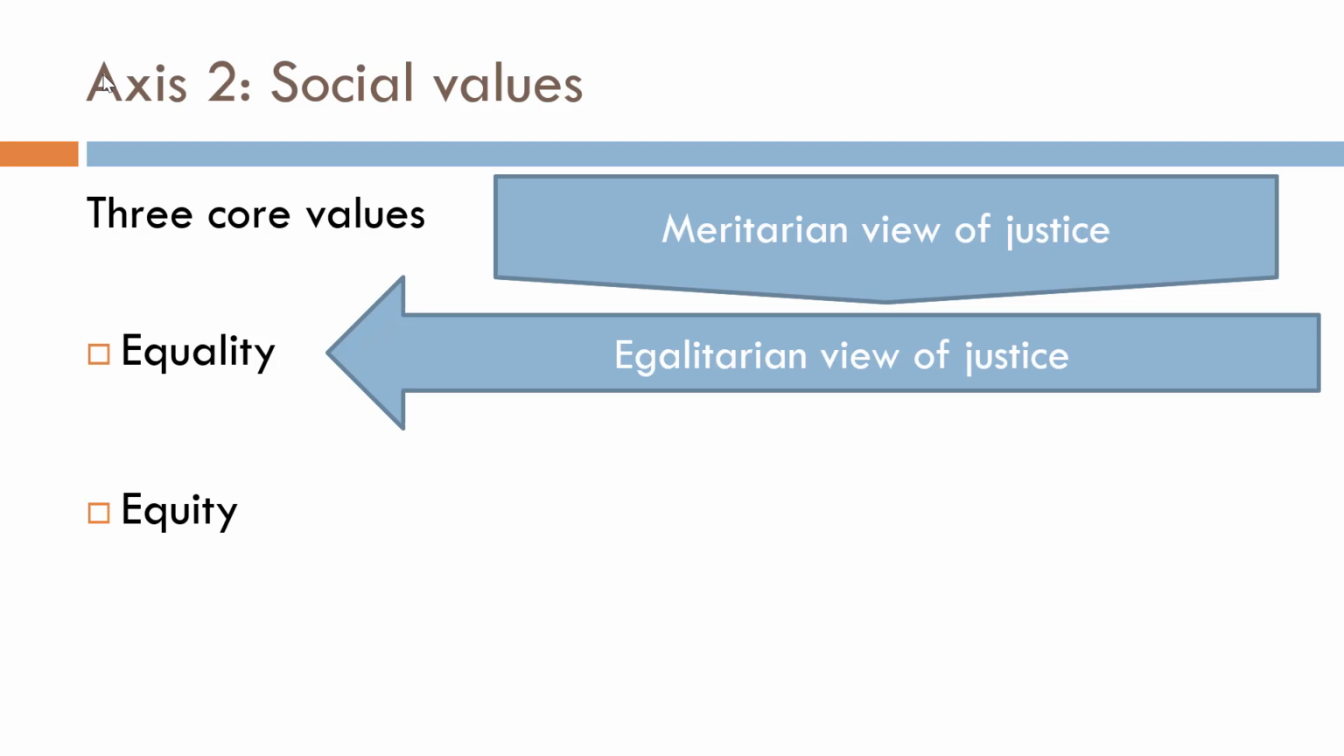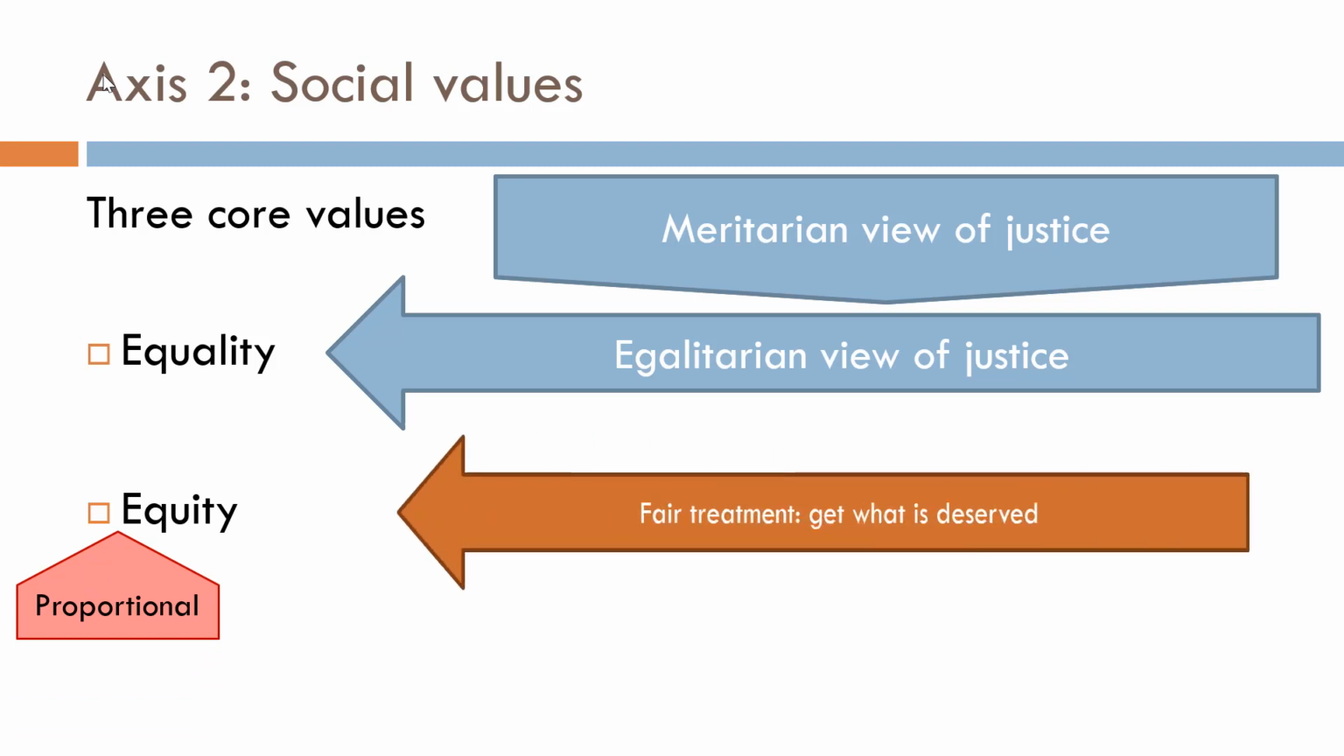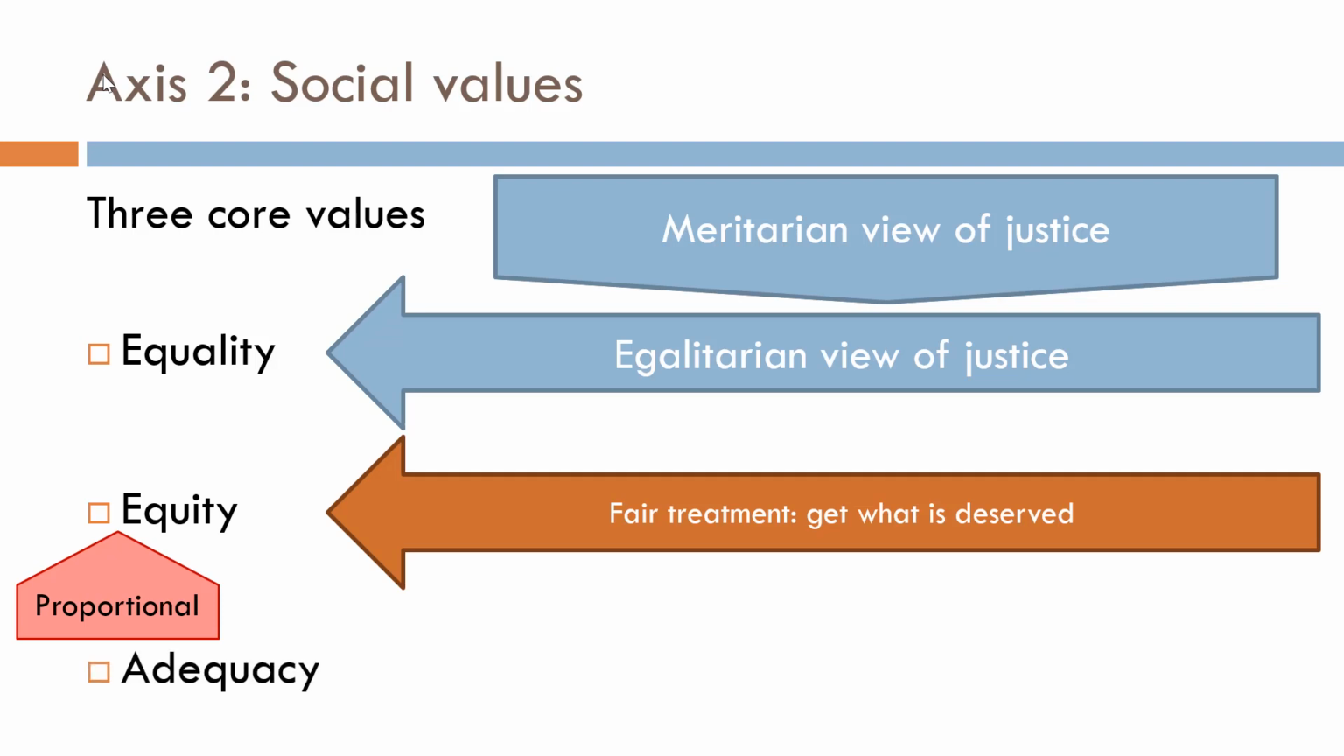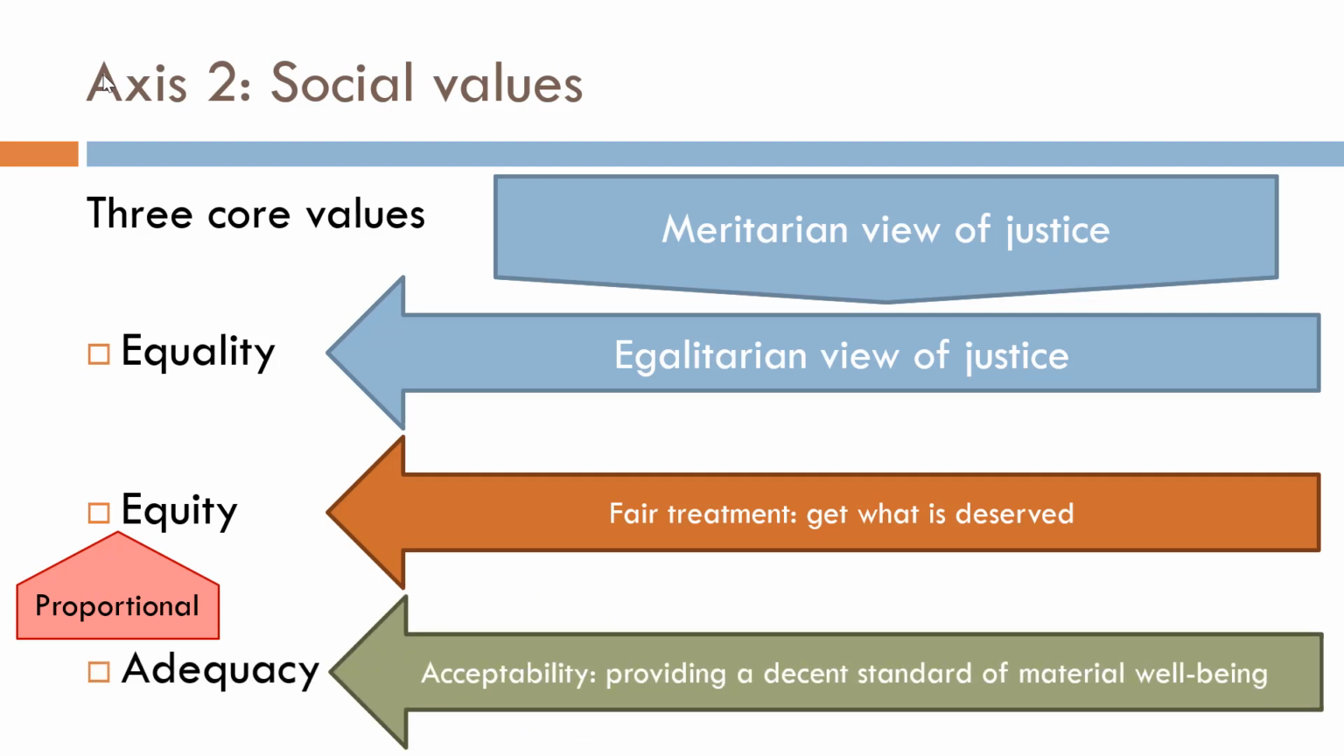Okay, then there's equity, which we did also go over, but here it's proportional equity. So we have to insert that word there in front of equity. So this is the idea of fair treatment in terms of getting what is deserved. And then the last core value is adequacy. And this is about acceptability in terms of providing a decent standard of material well-being. And a lot of times this adequacy piece comes in when we're considering the funding involved. So is it adequate to accomplish the goals of the policy, for example? So these are the three core values, but as I said, there are many more.